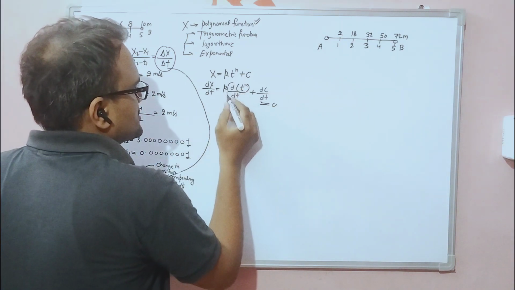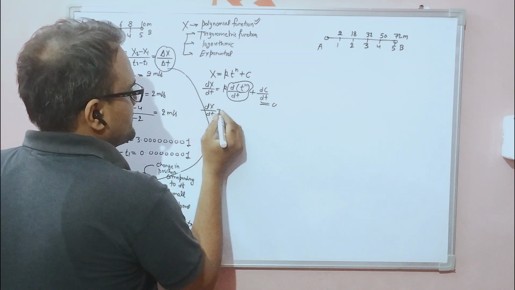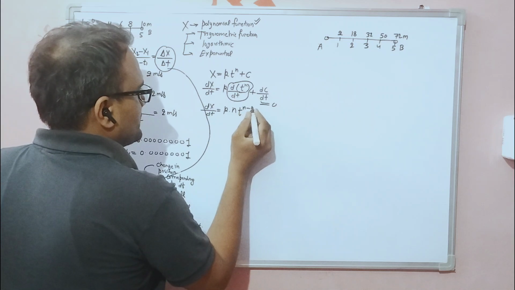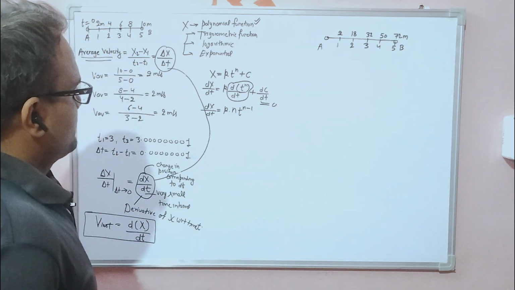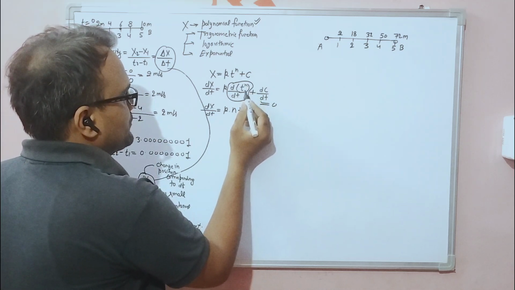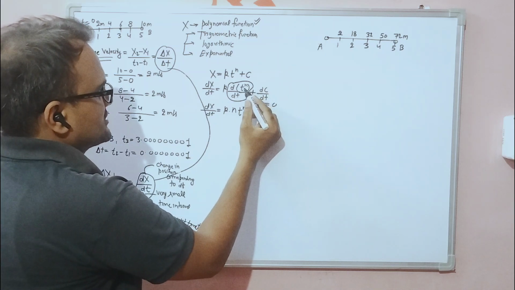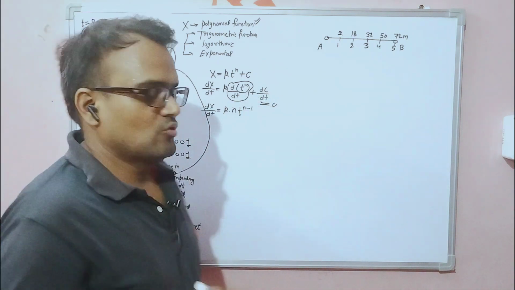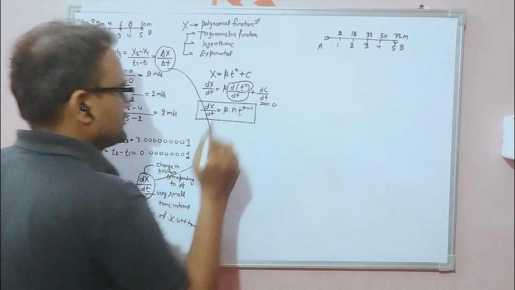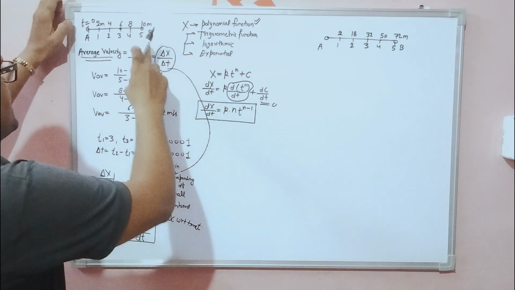Now let's focus on this. What is this? I can write this further: dx upon dt equals k times n t power n minus 1. So basically what I have done is take the power of t and put it in the coefficient place, and then reduce the power of t by 1. Okay, so this is n minus 1. So this is the derivative of any polynomial function. Now let's try to apply this in this particular situation.